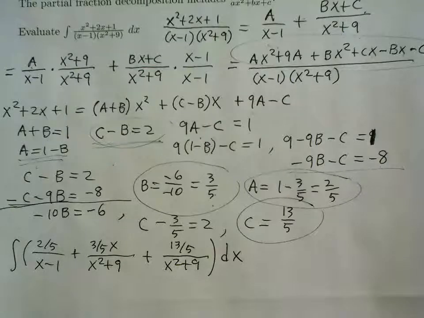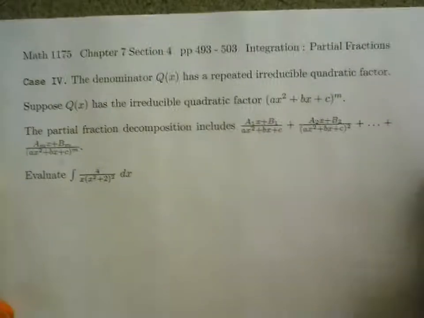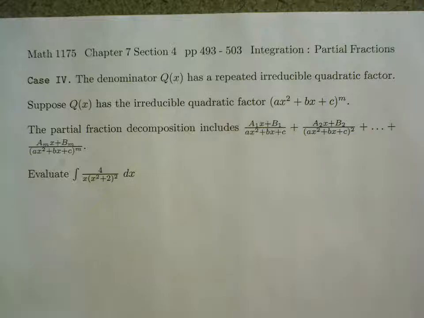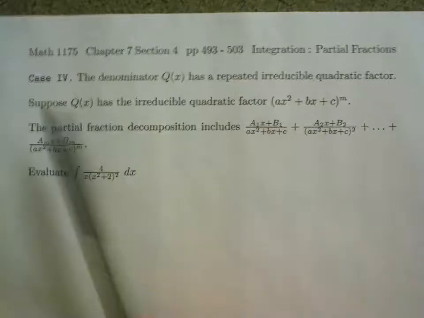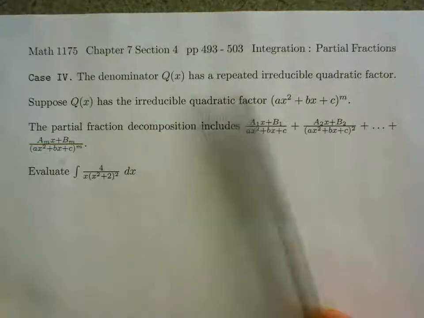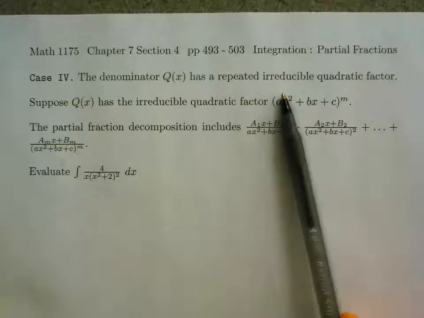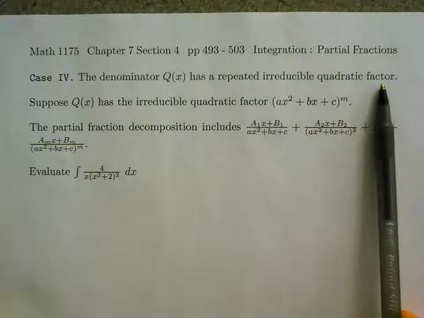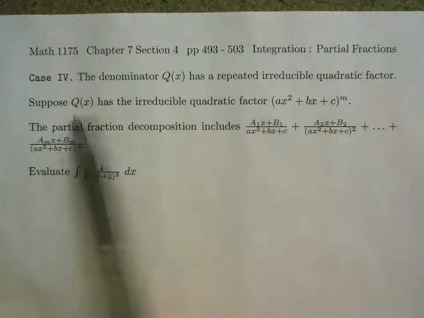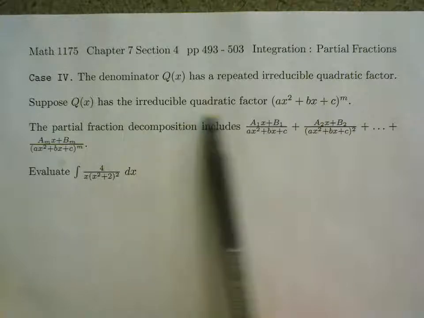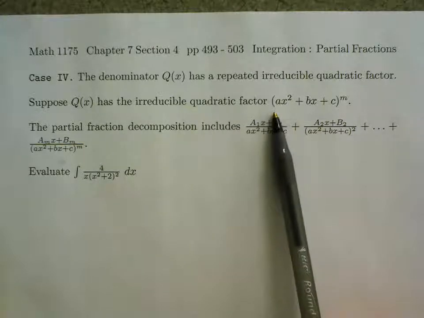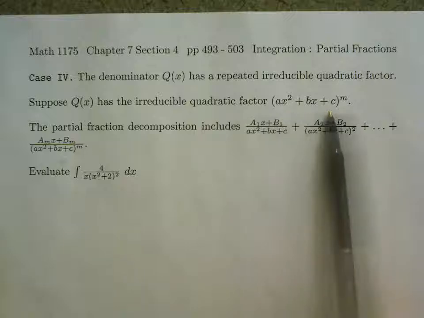Okay, let's look at the next example. But first, we will discuss case 4 for integration by partial fractions. So case 4, the denominator Q of x has repeated irreducible quadratic factors. So suppose Q of x has the irreducible quadratic factor, the quantity ax squared plus bx plus c, raised to the power m.